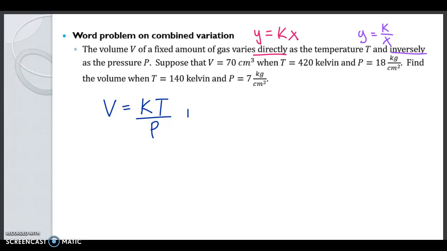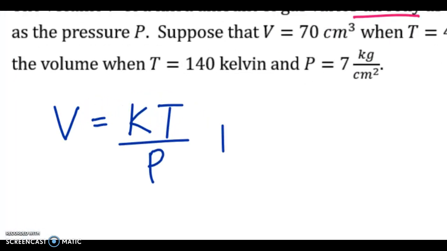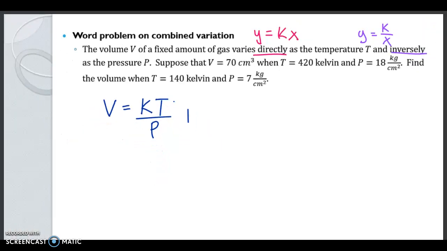And what do we need to do? We need to find k so that we can use this equation to find the volume when T equals 140 Kelvin and P equals 7 kilograms per centimeter squared.